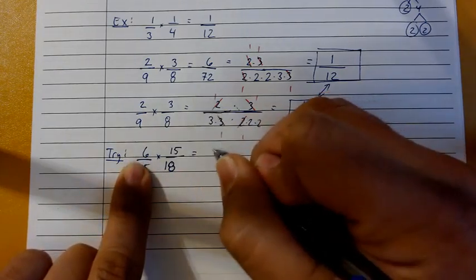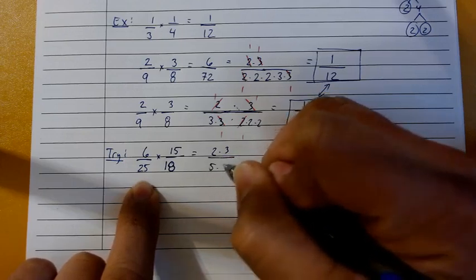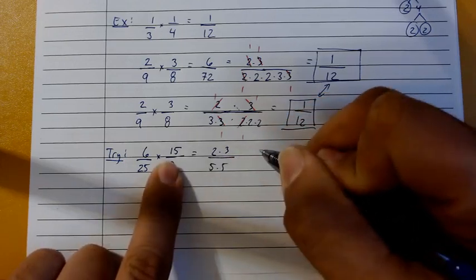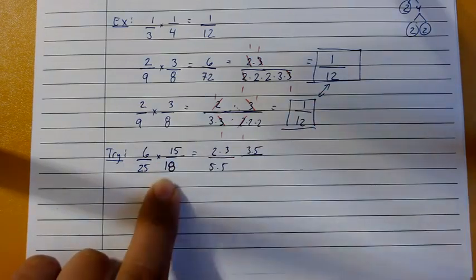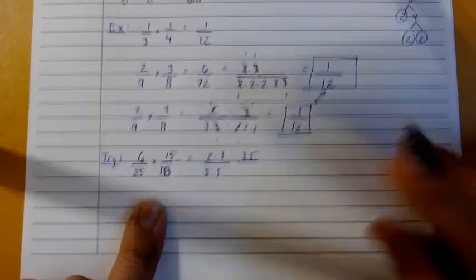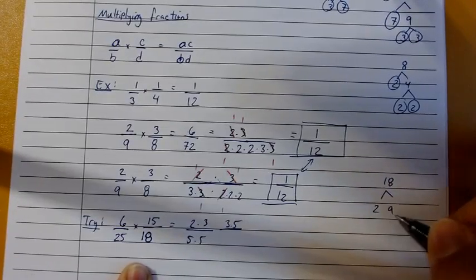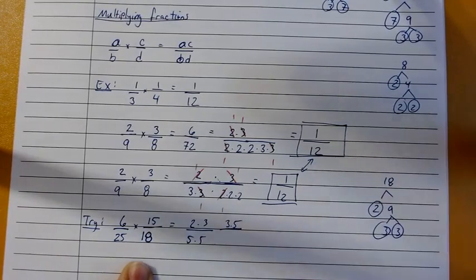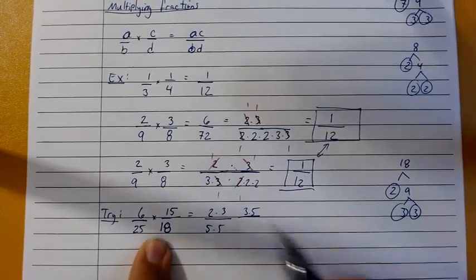6 is 2 times 3. 25 is 5 times 5. 15, that's 3 times 5. And then 18, well, let's see, 18, that's 2 times 9. 2 is already a prime number, but 9 is 3 times 3. Okay. So 18 is 2 times 3 times 3.